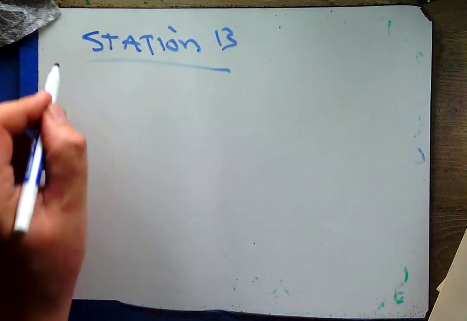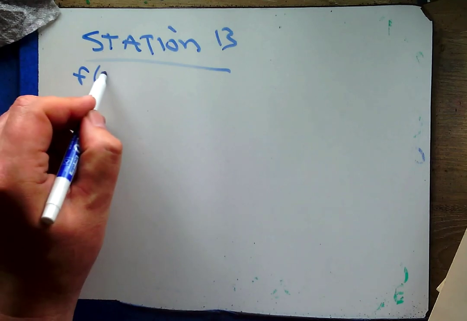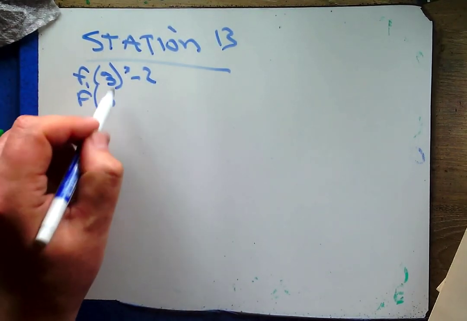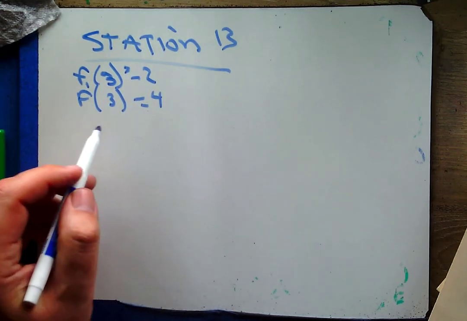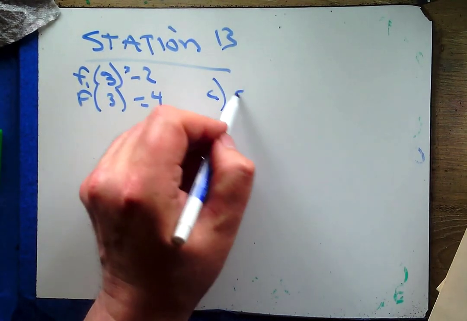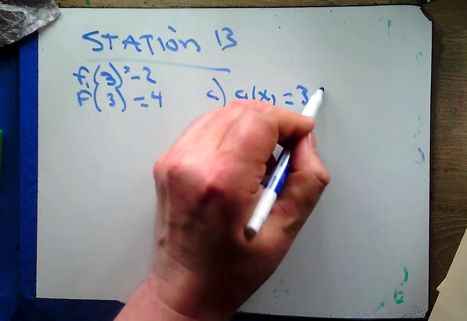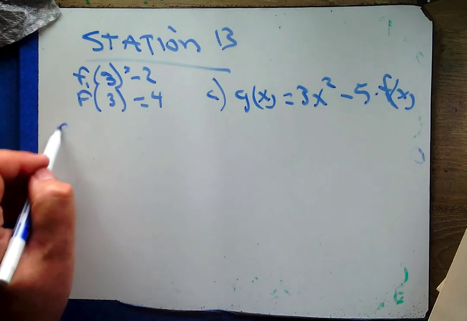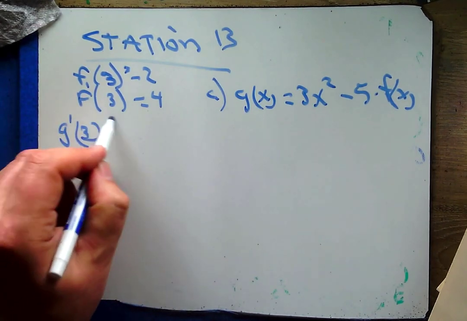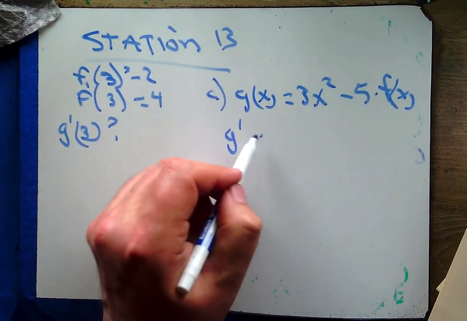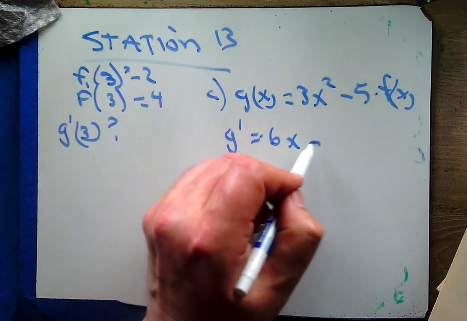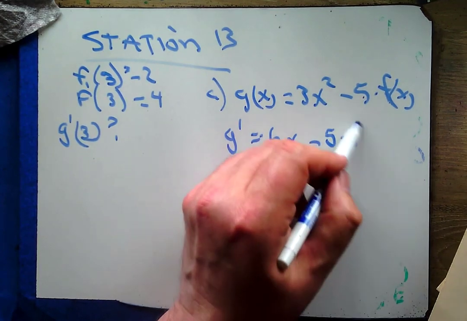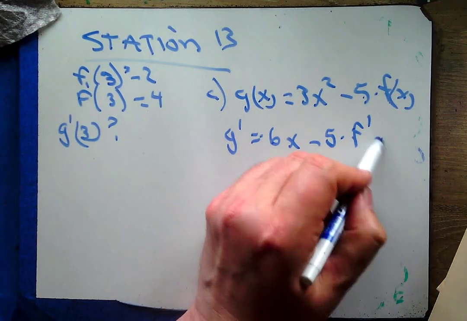Station 13. So we know that f of 3 is negative 2, and we know that f prime of 3 is 4. In part A, they say g of x equals 3x squared minus 5 times f of x, and we're looking for g prime of 3. Okay, so g prime is going to be 6x minus a constant times a function. Is that constant times the derivative of the function?